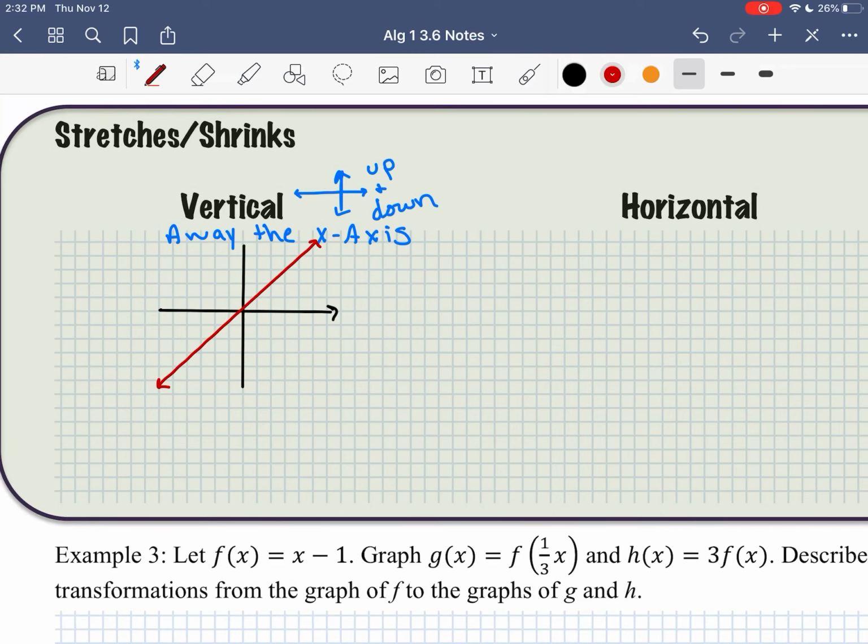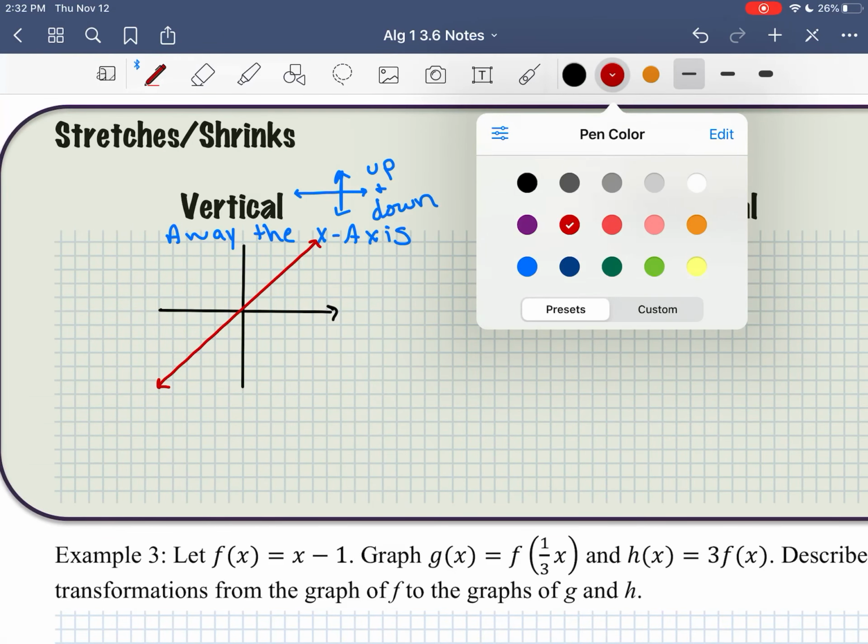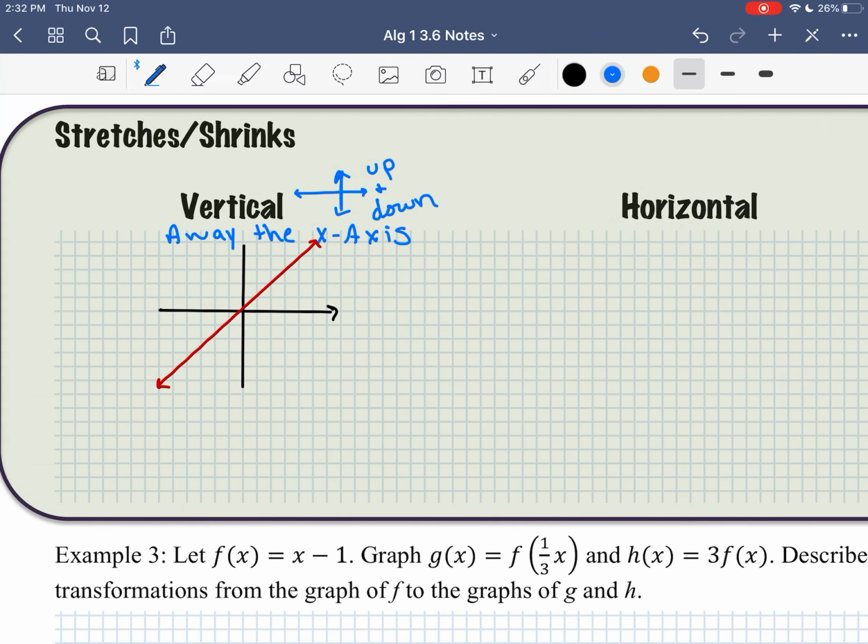Okay. So I can stretch or shrink this guy either away or towards the x-axis. Again, remembering this guy here is our x-axis. Okay, so I can stretch him away, which is going to pull these points up here. It's going to pull them up. And these points down here on the other side, it's going to pull them down. Okay, so I can stretch them away from the x-axis. Okay, and how that graph's going to look, let's just look at a graph.